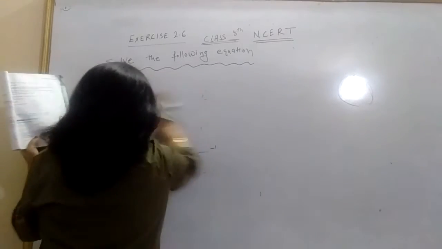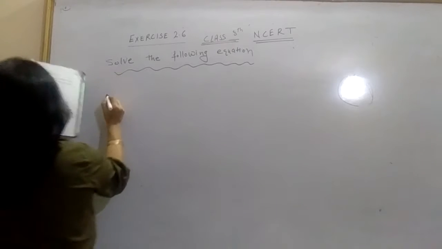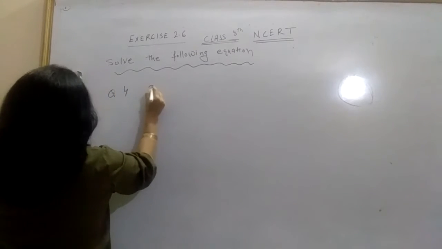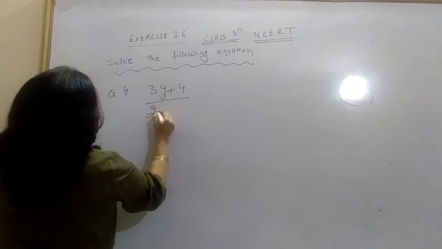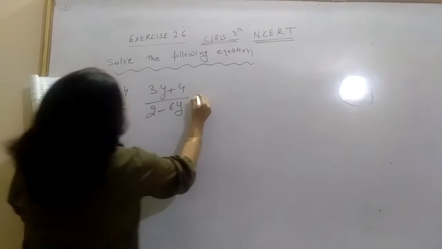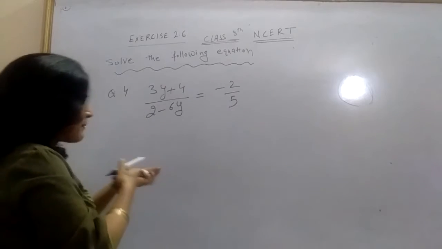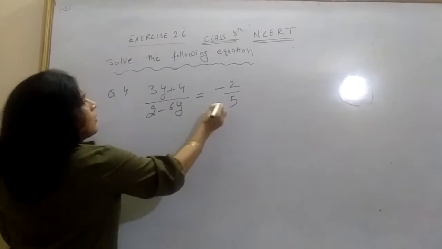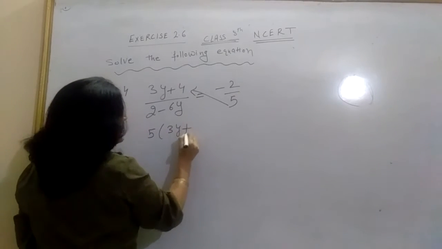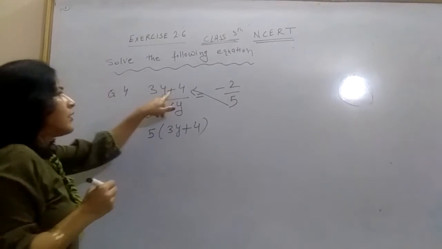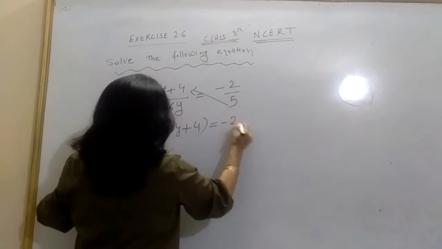Question number 4. Question number 4 is (3y plus 4) upon (2 minus 6y) is equal to minus 2 upon 5. We will solve again by cross multiplication. Cross multiply 5 into 3y plus 4. The whole term we will multiply with 5, equal to minus 2.